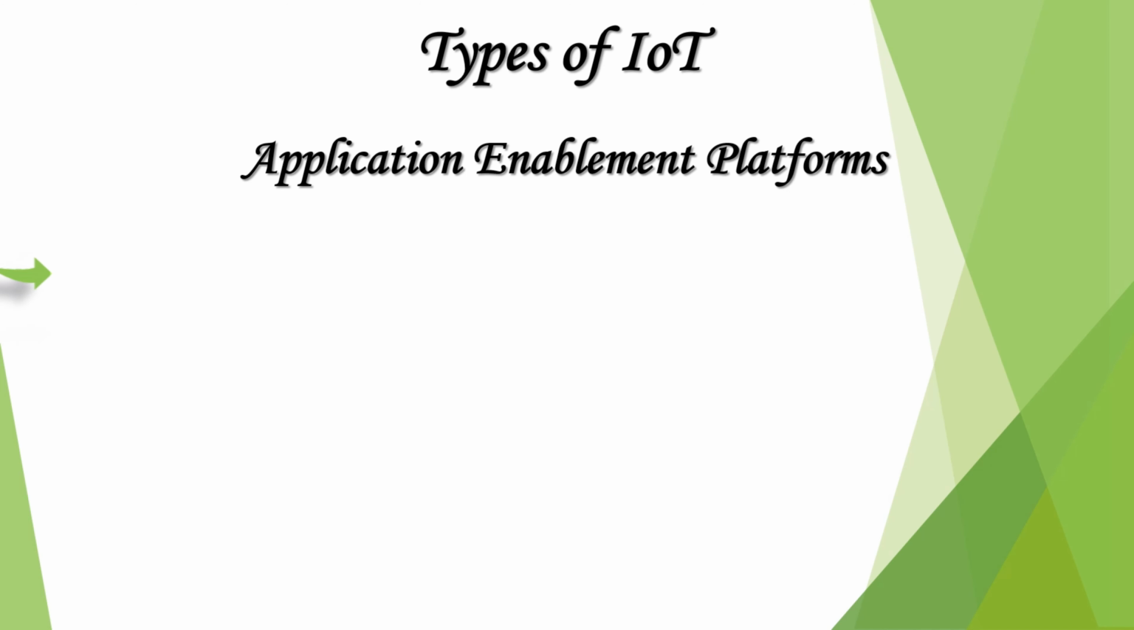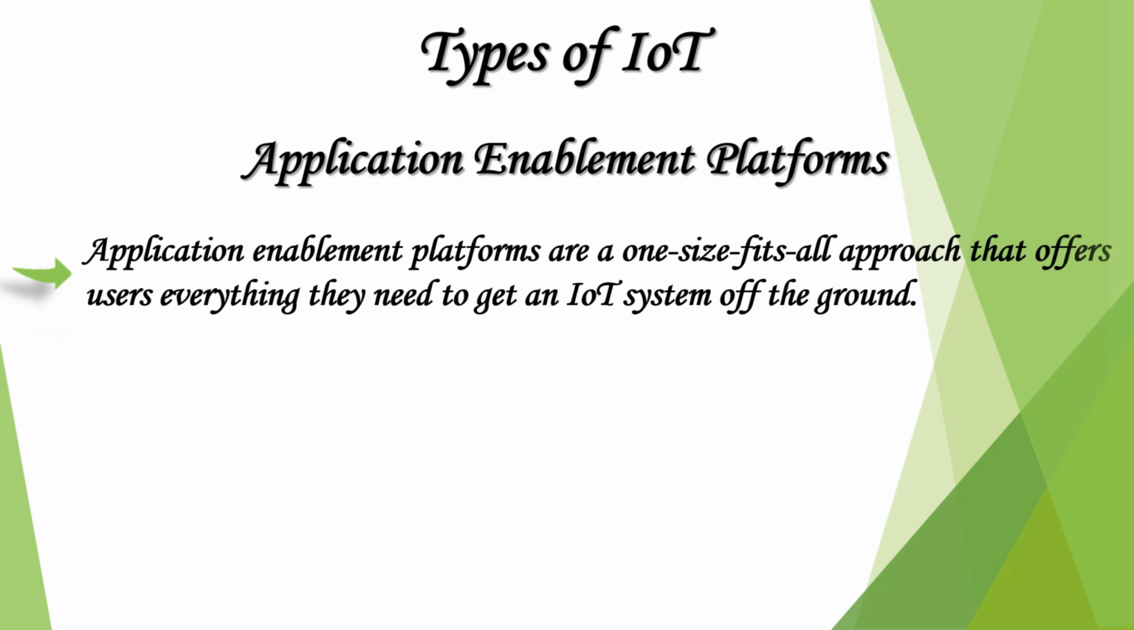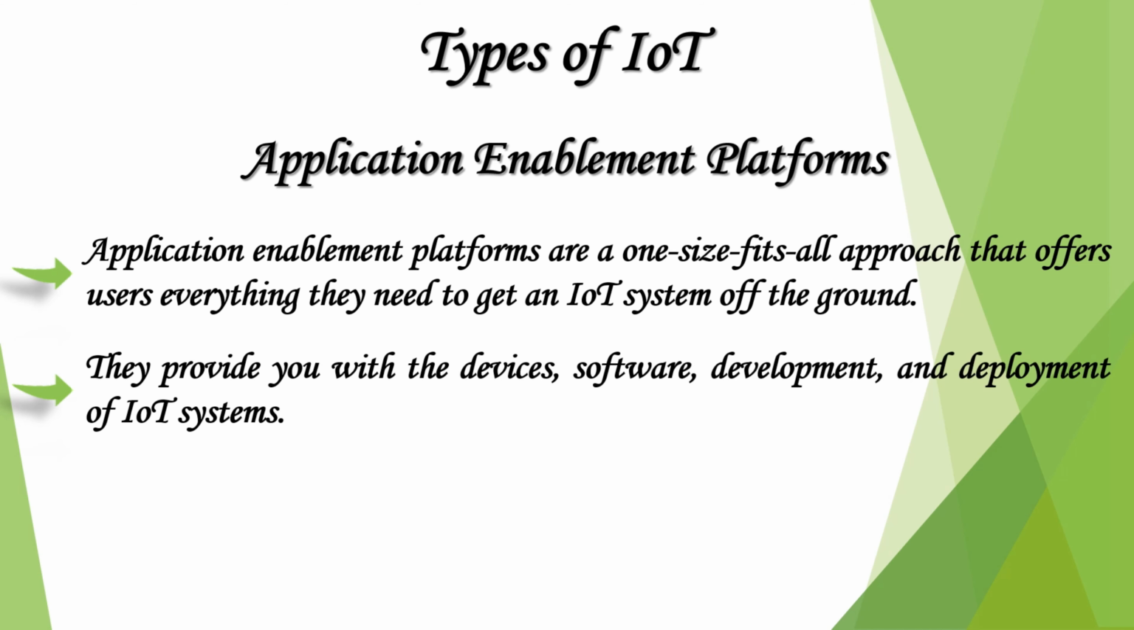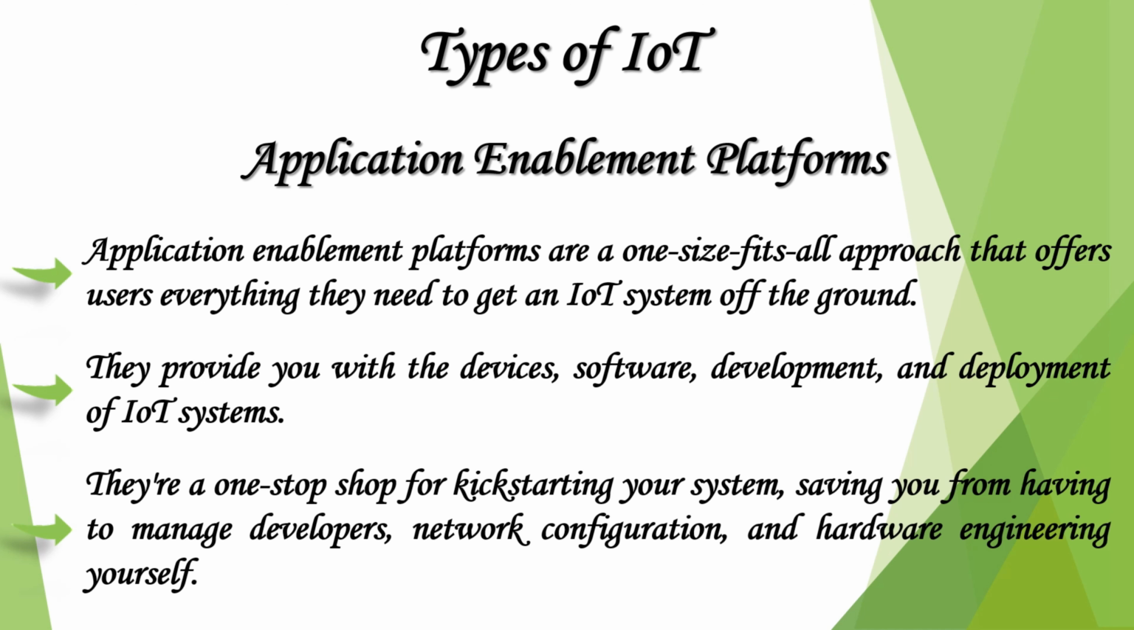Application enablement platforms. Application enablement platforms are a one-size-fits-all approach that offers users everything they need to get an IoT system off the ground. They provide you with the devices, software, development, and deployment of IoT systems. They're a one-stop shop for kickstarting your system, saving you from having to manage developers, network configuration, and hardware engineering yourself.